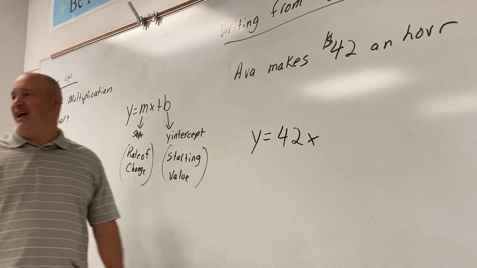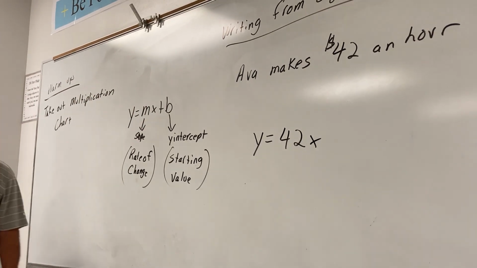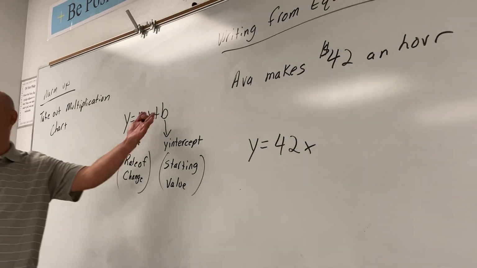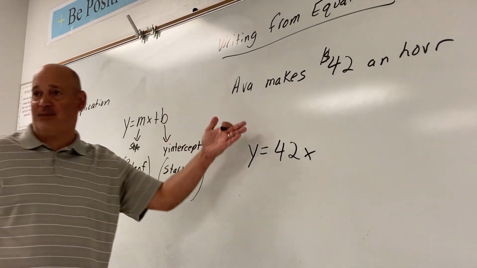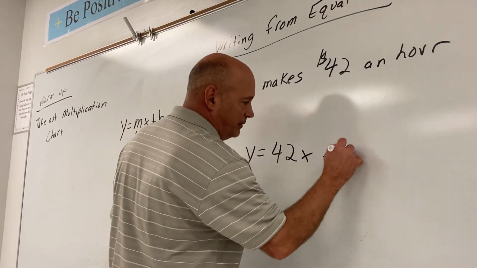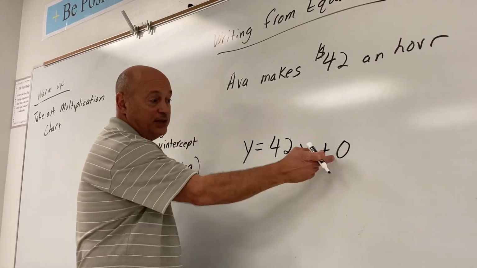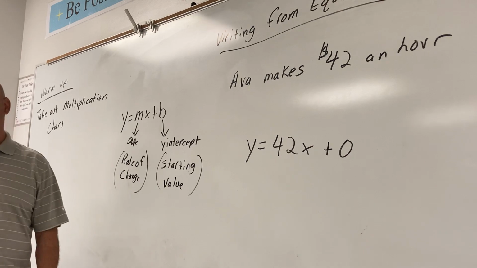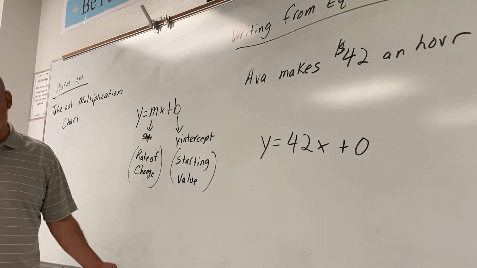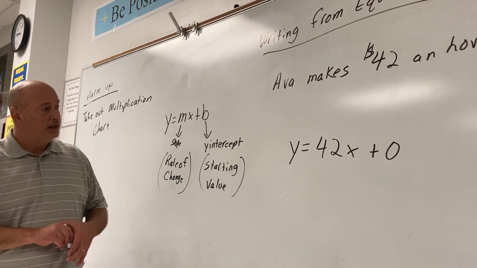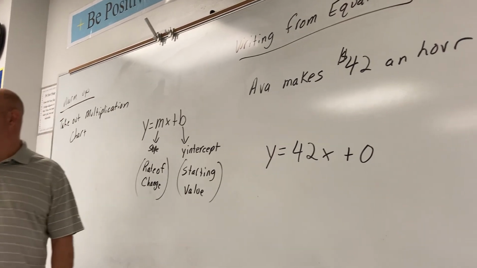How much does Ava start with? 0, because it doesn't tell me how much money Ava already has saved. So in this problem, you could put 0, but you really don't need to. But they might ask you, what does the y-intercept mean? You need to say, Ava starts with $0. Does that make sense? Questions? And that is about all we've got for today.